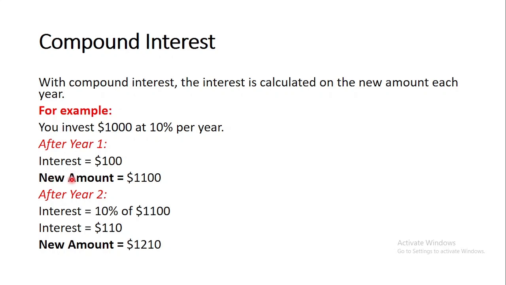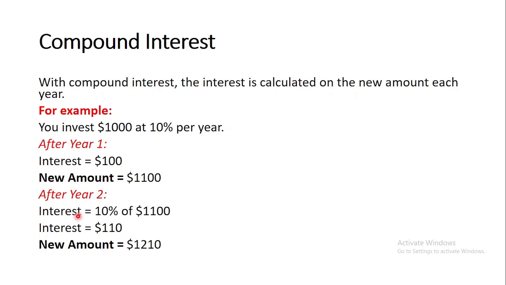So the total amount in that account after 1 year, with the interest being added, would be $1,000 plus the interest, and that would be $1,100. Now after the second year, the interest is not going to be on the initial $1,000 that was invested before. It's going to be on the new amount, which is $1,100.